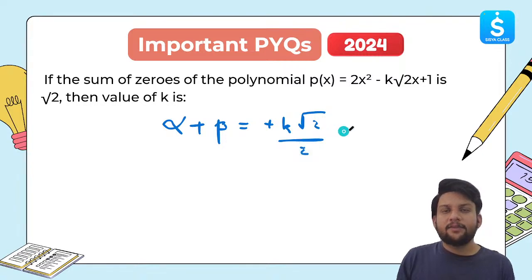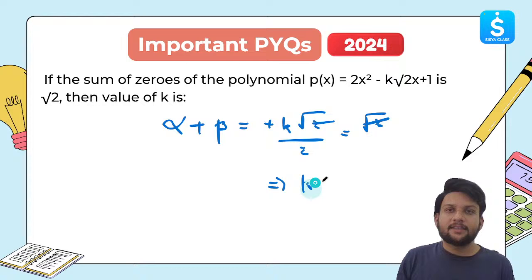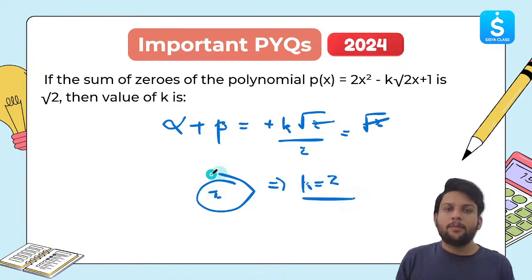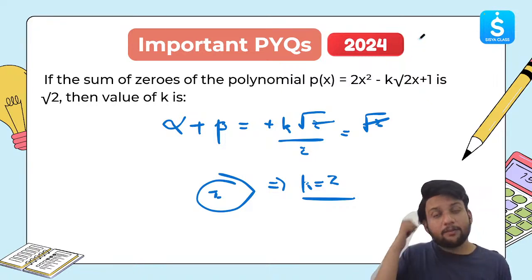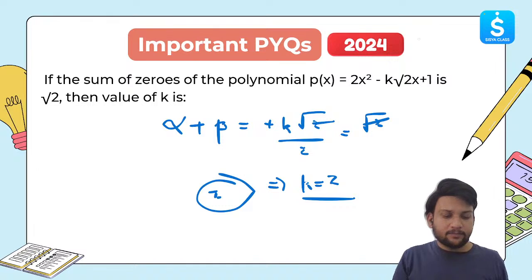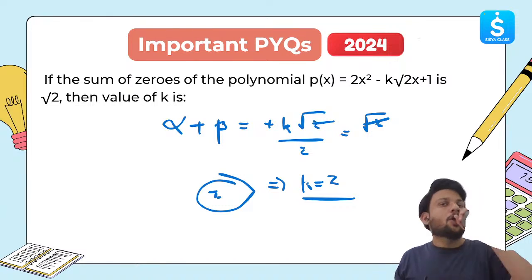This sum is given as root 2. So root 2 will get cancelled. What is the value of k we get? We will get k as nothing but 2. Another 2 marks in your pocket. Congratulations. This question also came in 2024. I'm pretty sure everyone is following up till now. If you have any doubts, you can let me know.